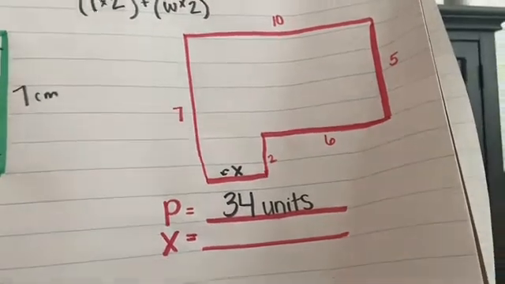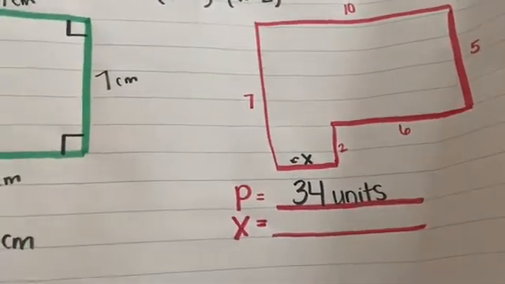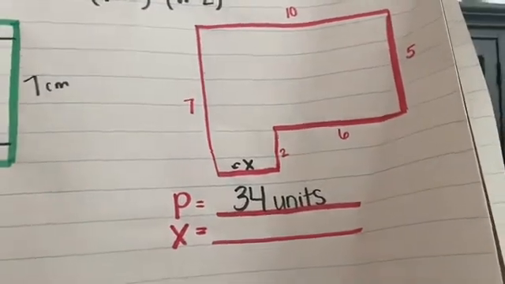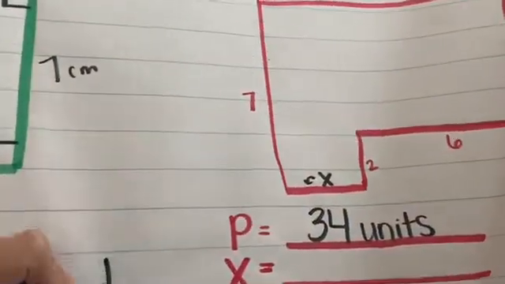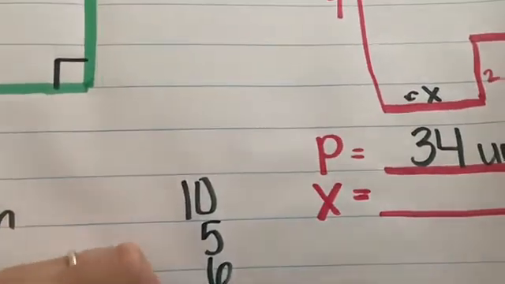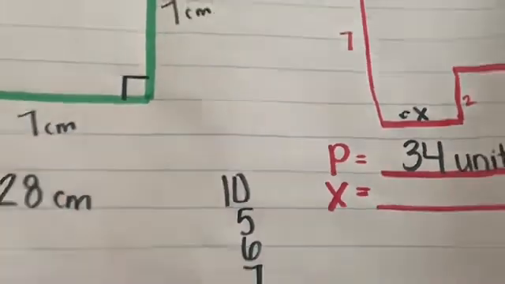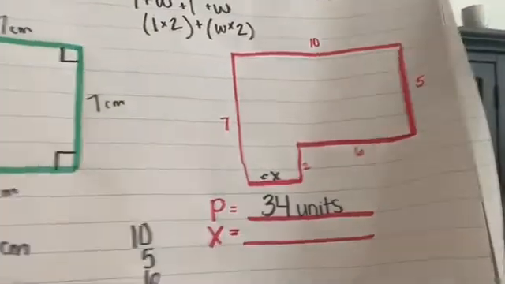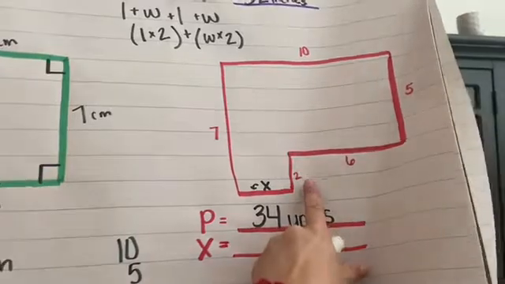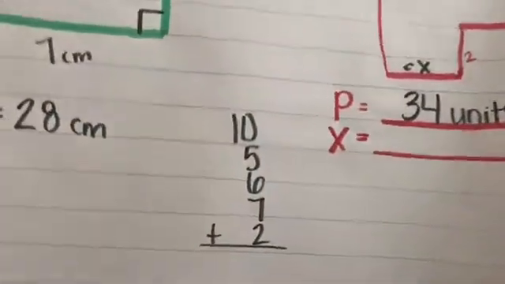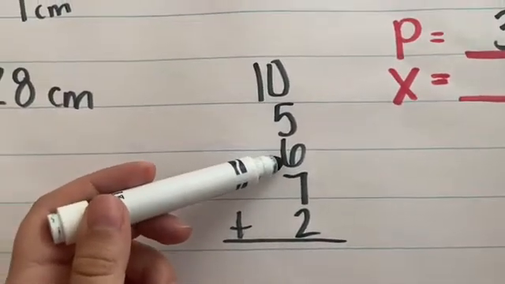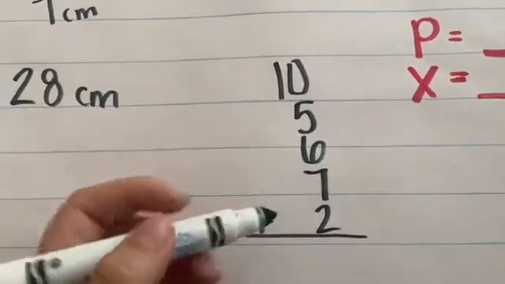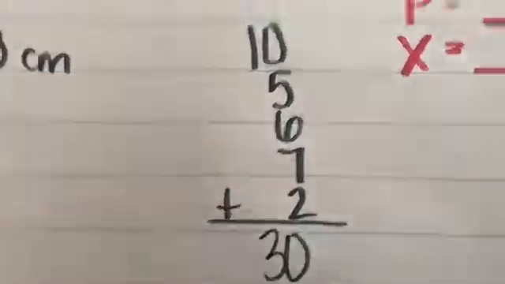So in order to solve, I can add up all of the sides and then subtract from the total perimeter to figure out what X is. My first step is going to be to add the sides. 10 plus 5, 10 plus 5, plus 6, plus 7, plus 2. And what am I calling these? Units, because there's no unit of measurement, remember? So they are labeled units. So 10 plus 5 is 15, plus 6 is 21, plus 7 is 28, plus 2 is 30 units.